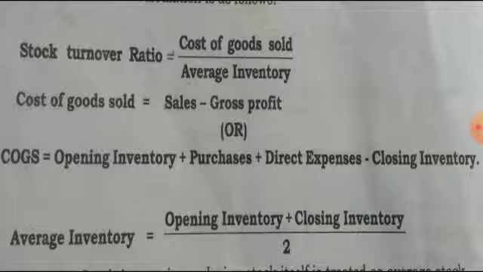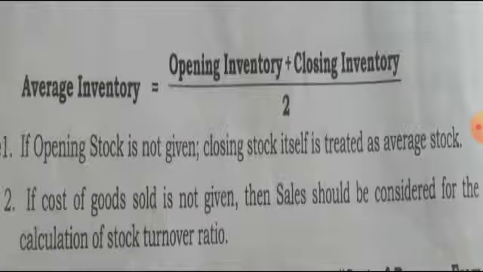If opening stock is not given, closing stock itself is treated as average stock. If cost of goods sold is not given, then sales should be considered for the calculation of stock turnover ratio. As I already said, average inventory is equal to opening inventory plus closing inventory divided by 2. If opening stock is not given, the closing stock itself is treated as average stock. If cost of goods sold is not given, then sales should be considered for the calculation of stock turnover ratio.